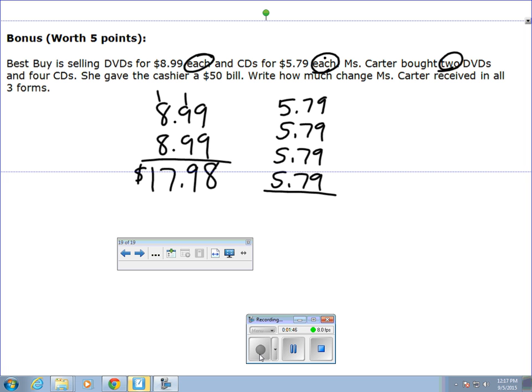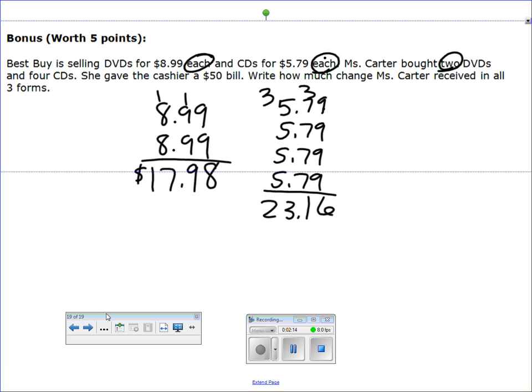This is what she spent on CDs. 9 times 4 is 36. 7 times 4 is 28, 29, 30, 31. 5 times 4 is 20, 21, 22, 23. So we know that she spent $23.16 in CDs.